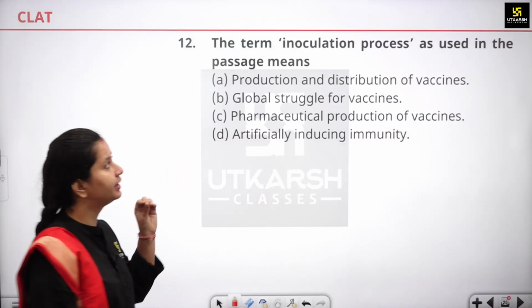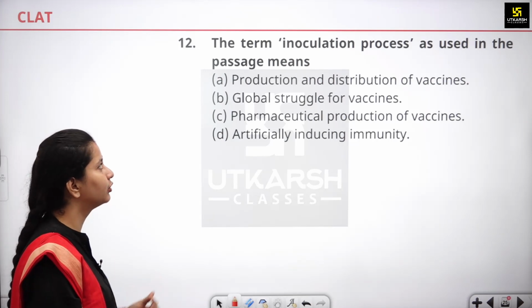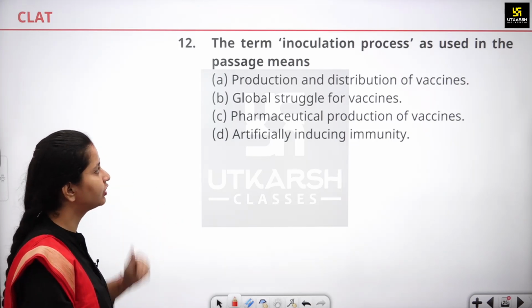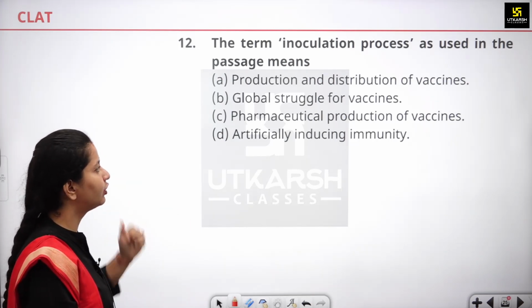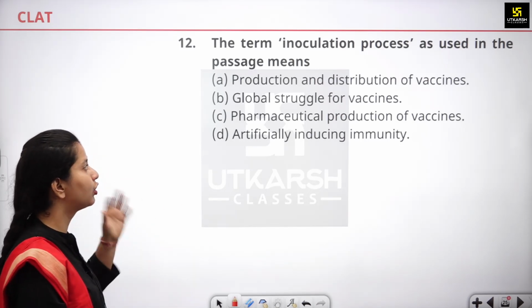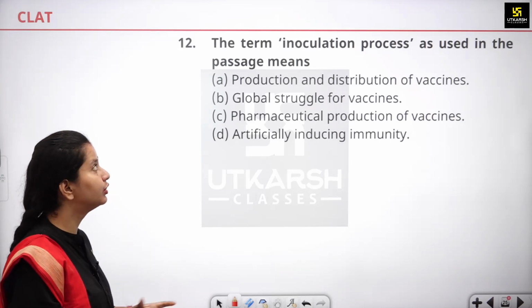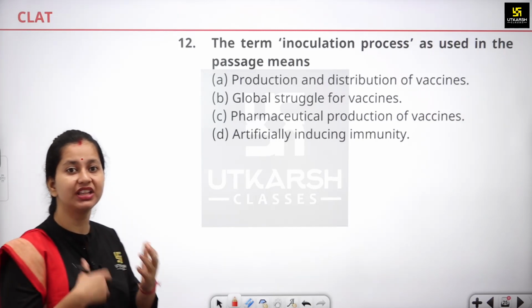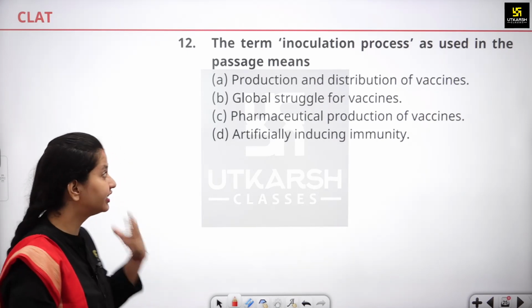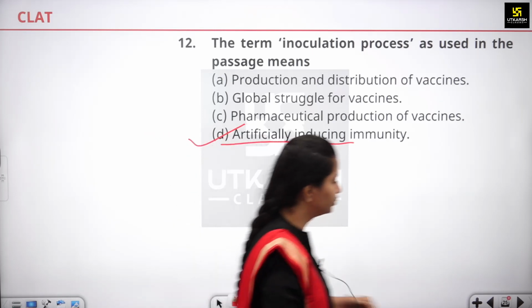Next question, the term inoculation process is used in the passage means. Inoculation का मतलब क्या होता है? Production and distribution of vaccines, global struggle for vaccines, pharmaceutical production of vaccines, or option D, artificially inducing immunity. Inoculation का मतलब something that is inoculated, something that is induced, and that is option D, artificially inducing immunity.